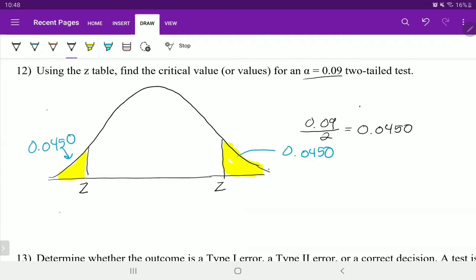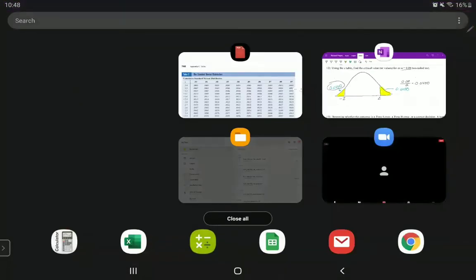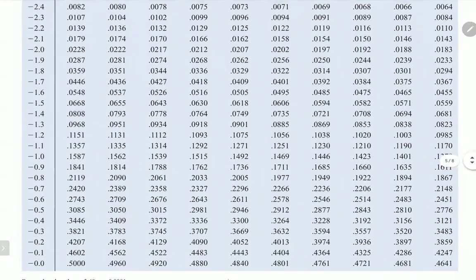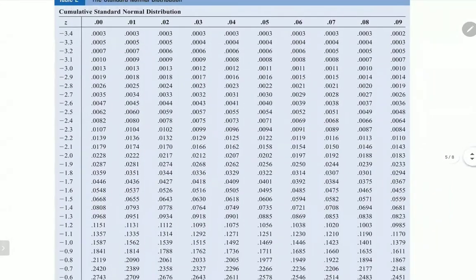Remember, the bell-shaped curve is a symmetrical distribution. So if I find the z-score for the left side of the distribution, I'm also finding the z-score for the right side, except I'm just changing the sign from negative to positive. So we have a probability. We're going to go into the body of our z-score table, and we're going to find the closest value to 0.0450.